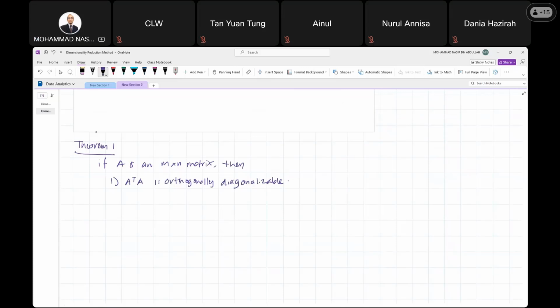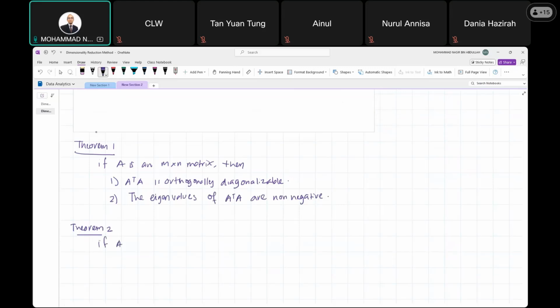So A transpose A is orthogonal diagonalizable, and number two, the eigenvalue of A transpose A should be non-negative. Right. So this is theorem number one. Let's look at theorem number two.